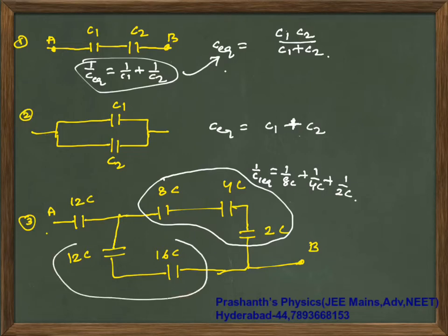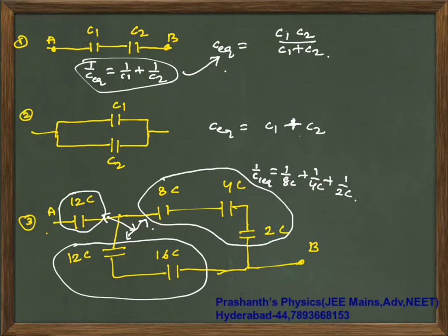Then calculate the equivalent of these two, then combine the resultant of these two, and whatever this part and the resultant of these two, you combine and then calculate the equivalent. Now based on this you will have questions in the books, so you can do those. I want you to watch this video and do all these questions.